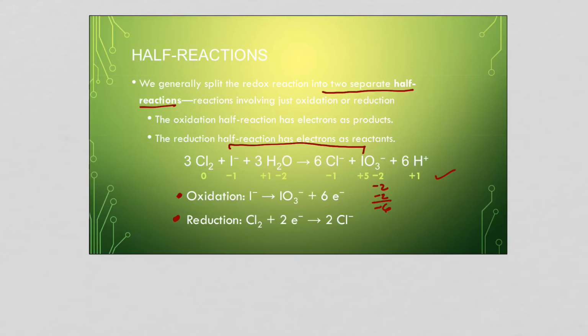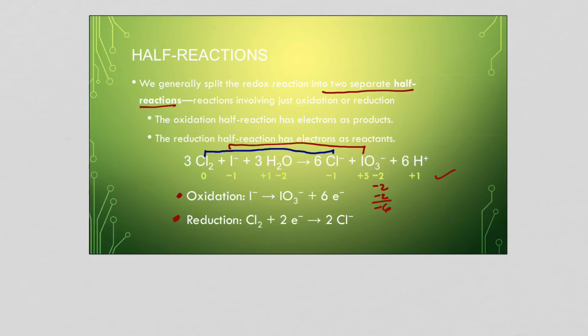Now the reduction half reaction, right, takes the Cl2, right, because chlorine is undergoing the other change, right? It's going from 0 to -1, or an addition of 1 electron. And so we have Cl2 plus 2 electrons go to 2Cl-, right? That is our balanced reduction half reaction. Again, the electrons are shown on the reactant side because they're being gained, right? We have reduction, and so we have oxidation and reduction half reactions.